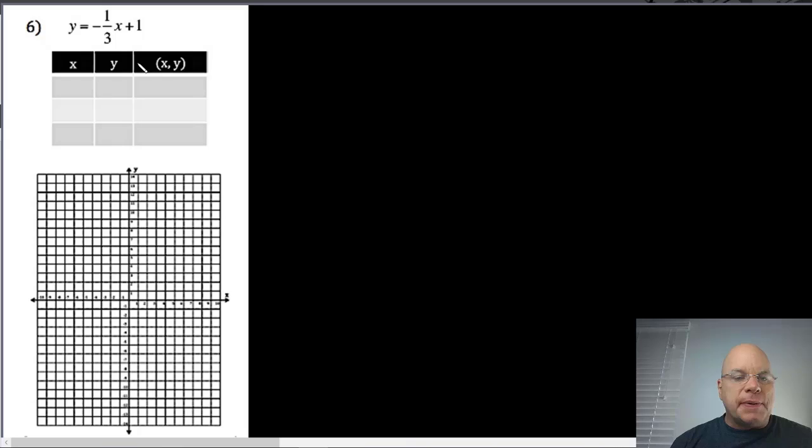Today we began graphing linear equations by choosing input values for x, and checking the output, the y value, and that gives us our ordered pair. So we're going to do that for problem number 6 together. Y equals negative 1/3 x plus 1.